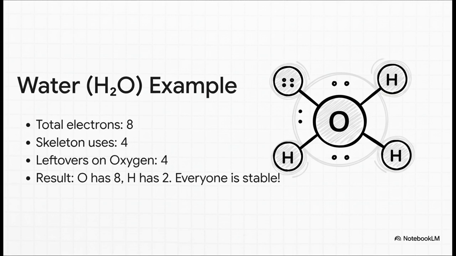Okay, let's finish off our water molecule. We figured out it has a total of 8 valence electrons. Our skeleton structure, with its 2 single bonds, used up 4 of them. That leaves us with 4 electrons left over, and according to our rules, those leftovers go on the central atom, which is oxygen. And just like that, it's perfect. Each hydrogen has its 2 electrons, and the oxygen has its full octet of 8. Everybody is stable. The code is cracked.